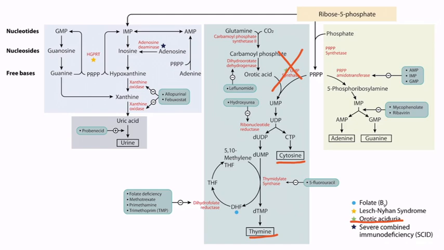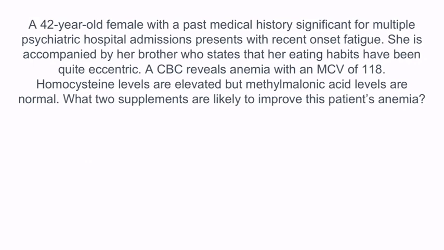Okay, let's do another question. A 42-year-old female with a past medical history significant for multiple psychiatric hospital admissions presents with recent onset fatigue. She is accompanied by her brother, who states that her eating habits have been quite eccentric. A CBC reveals anemia with an MCV of 118. Homocysteine levels are elevated, but methylmalonic acid levels are normal. What 2 supplements are likely to improve this patient's anemia?